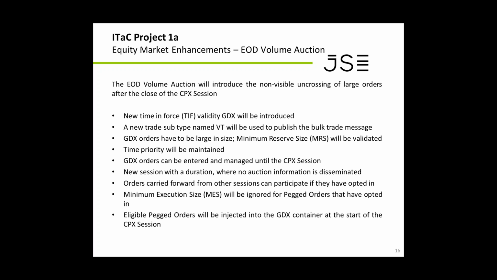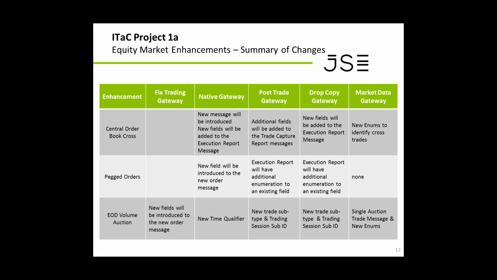What I'll take you through now is a summary of the enhancements I've been through, the three that we'll be introducing, in terms of each of the gateways and what the impacts will be on a high level. For the central order book cross enhancement, there'll be no impact to the FIX trading gateway. To the native gateway, we'll be introducing a new message for the central order book cross. New fields will be added as well to the execution report message. For the post-trade gateway, additional fields will be added to the trade capture report messages. For drop copy, new fields as well to the execution report. And for the market data gateway, new enumerations to be able to identify this cross trade.